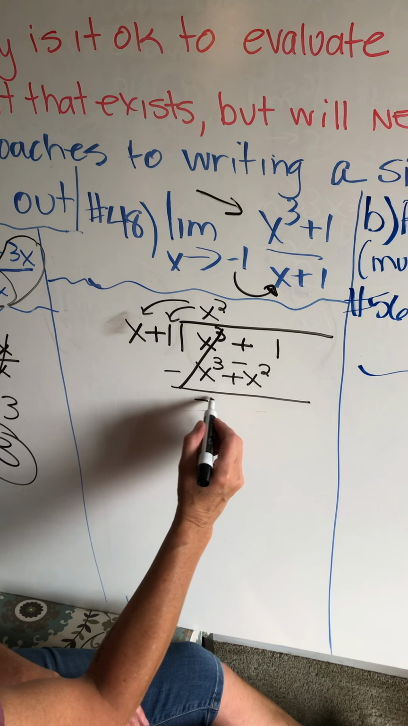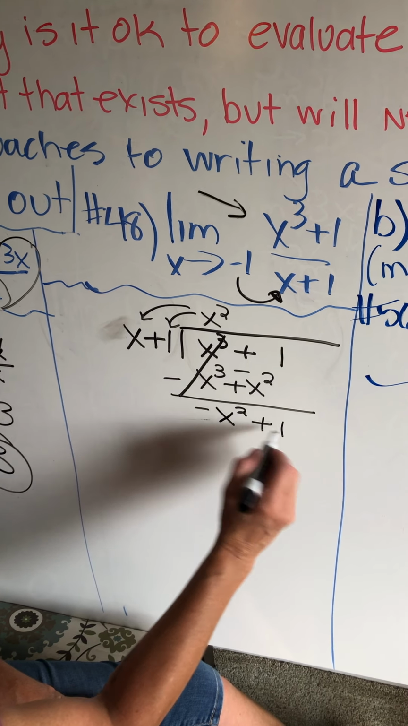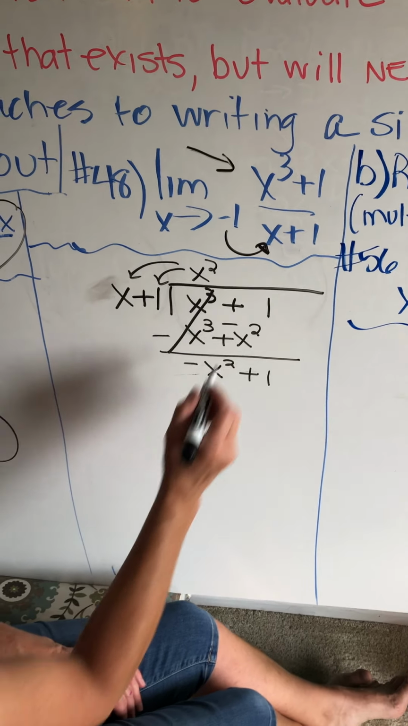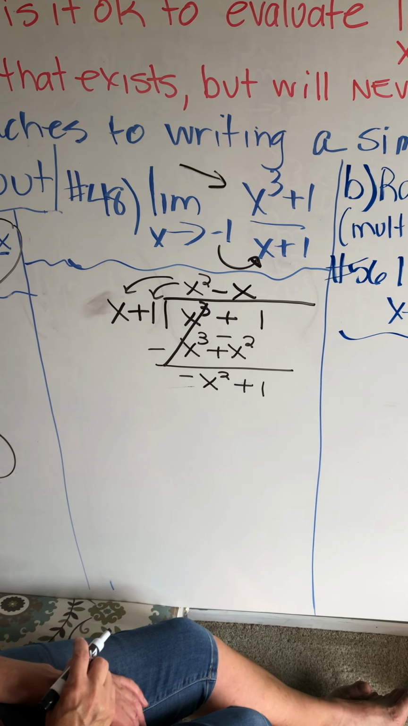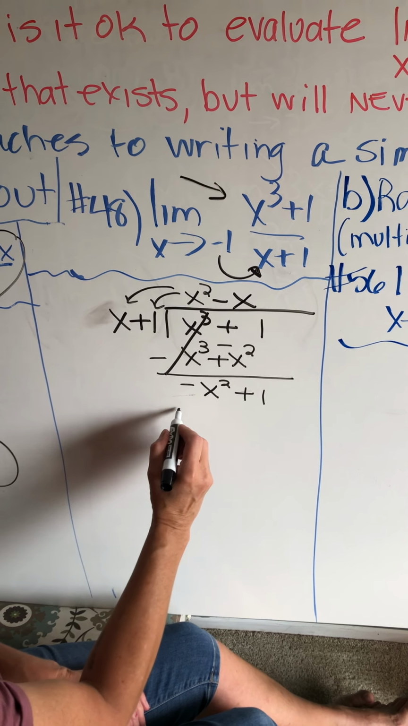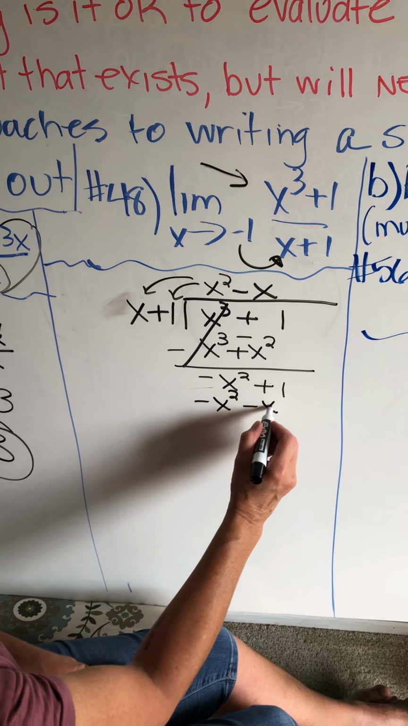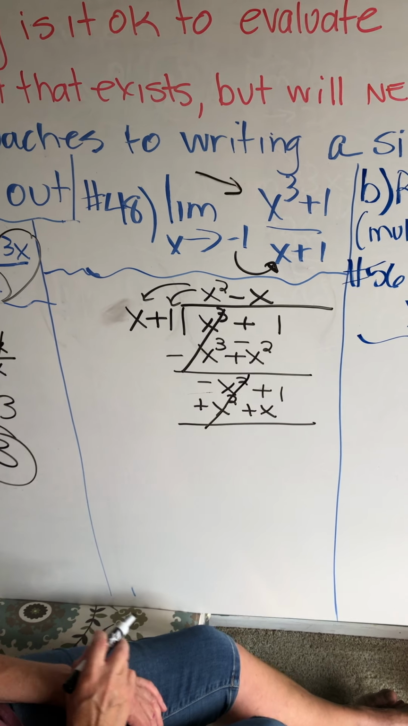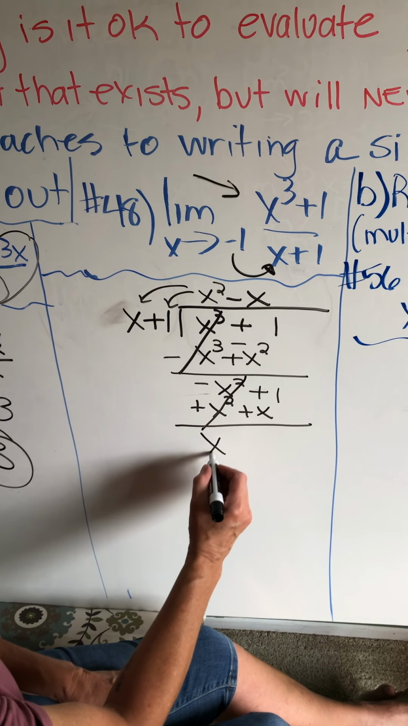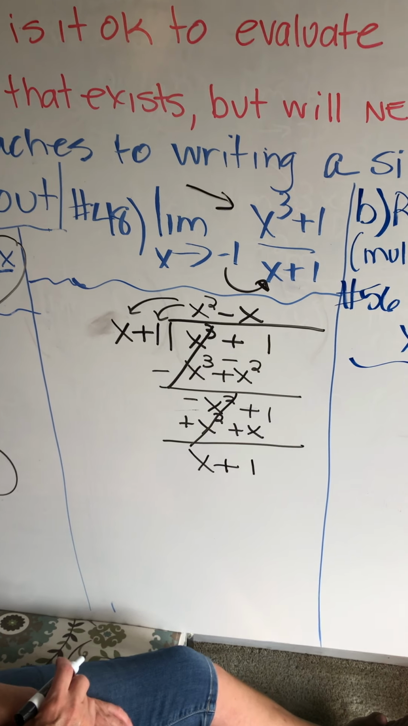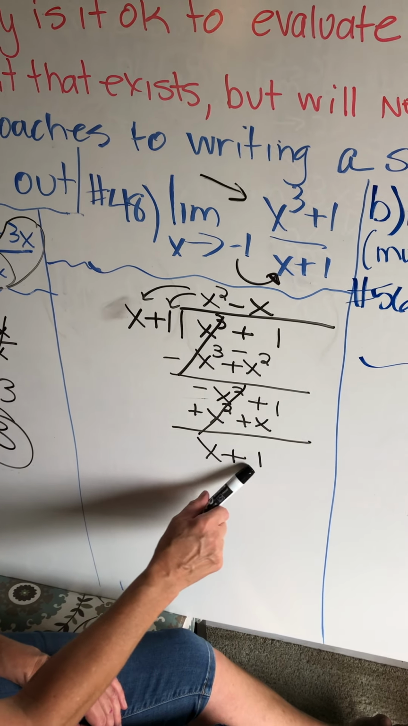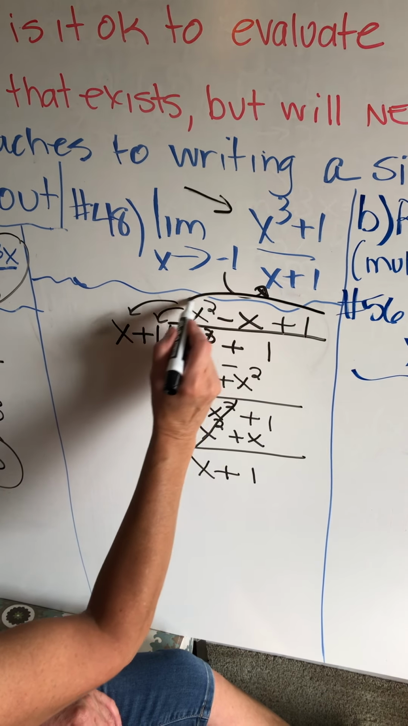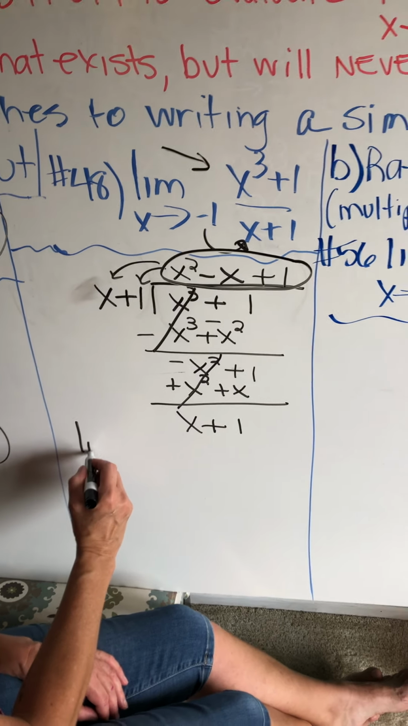There we go. We'll bring down our terms that are left. The negative x squared and the 1. What would I multiply x by here to get a negative x squared? That would be a negative x. There we go. We'll multiply negative x squared minus x. And of course, we'll subtract. And your x squareds cancel, and we will write the terms that are left. Oh, look at that. How many times does x plus 1 go into x plus 1? Plus 1. So let's circle that quotient. Let's circle the answer to our division. That is our simpler function.